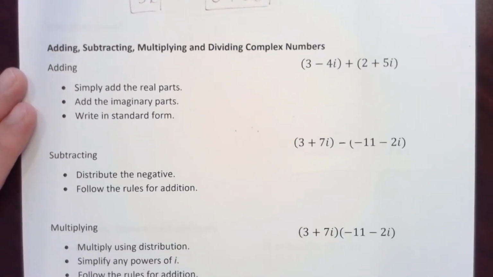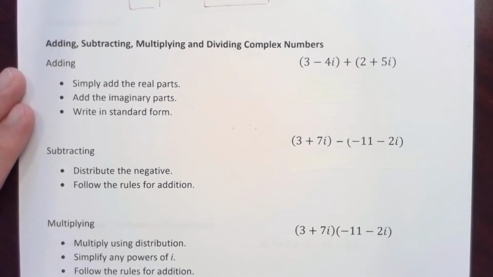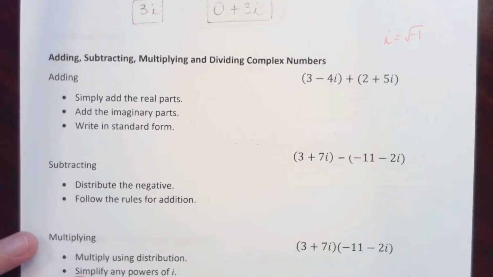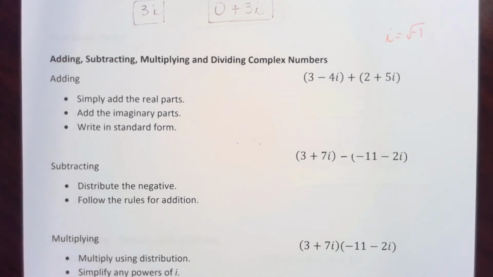When you want to perform operations on complex numbers, you simply treat the imaginary part like a variable, but then don't forget what it actually stands for. Remember, i is the square root of -1. So keep that in mind, but still work them as normal.